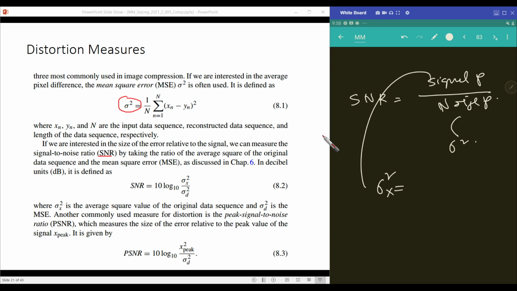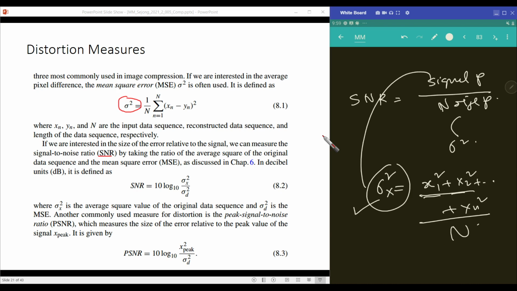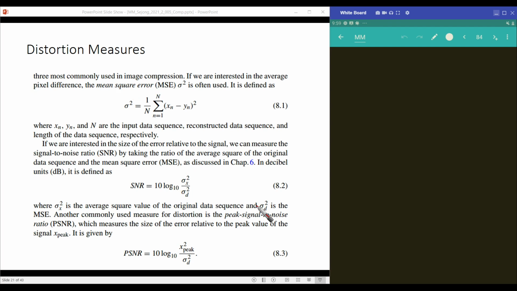So how to calculate this signal power? The calculation of signal power is very easy. We already know our data sequence x1, x2 up to xn. What we do is just take the square of every data term: x1 square plus x2 square, and in this way plus xn square, and you just divide by how many data points you have. So this is basically your signal power, sigma x square. If you calculate sigma x square, and then you calculate the noise, that is sigma d square or MSE, then you just divide these two, and you get sigma x square by sigma d square. This is our SNR, or signal to noise ratio.